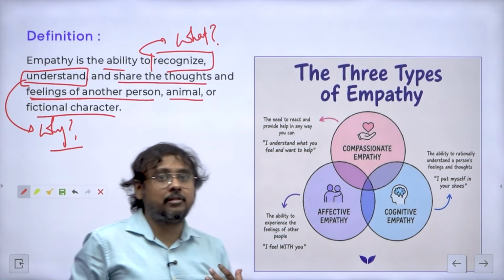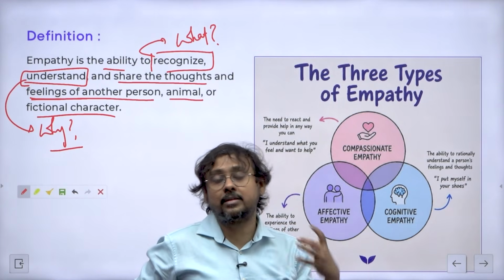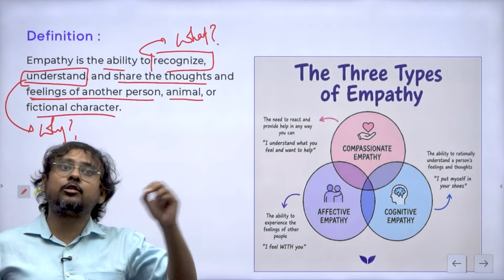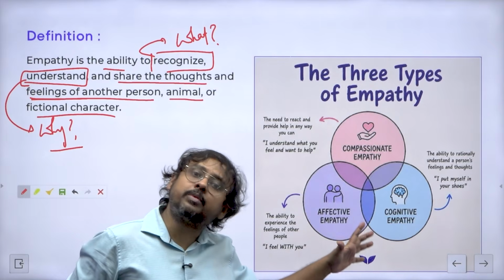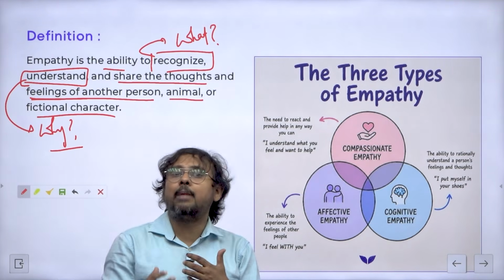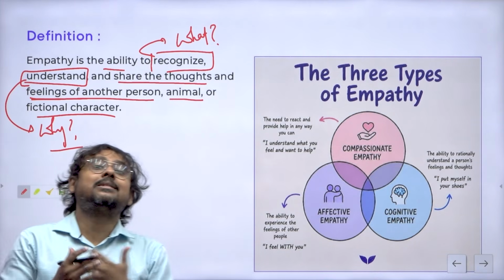Now, share the thoughts and feeling in the sense there is a frequency match in the thought and the feeling, right? There's a bandwidth match in the thought and the feeling. And because of this bandwidth match, empathy is a superior quality than sympathy, right? In sympathy, there is no bandwidth match. We understand that particular person is in pain. But in empathy, there is a bandwidth match.